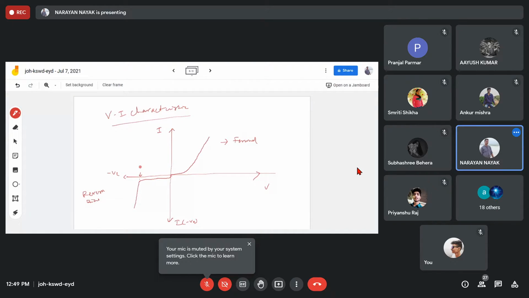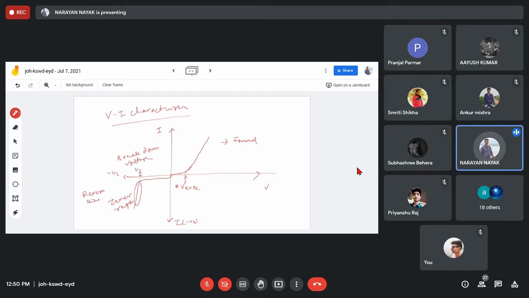So this point is called VZ. VZ is called the Zener breakdown voltage. Breakdown voltage. Okay. So this region I have told you is your Zener region. Okay. And you know that where the current value increases is the knee voltage. Knee voltage.